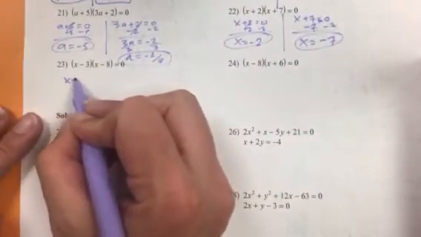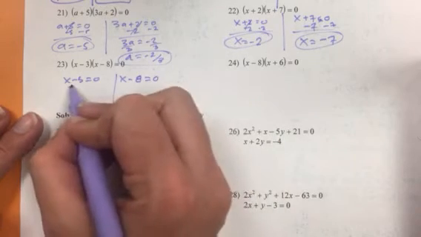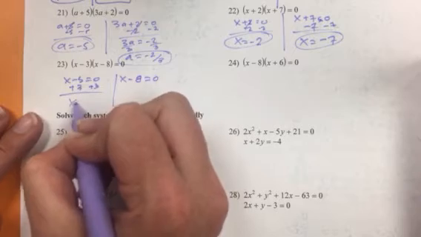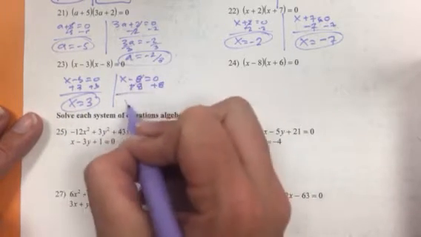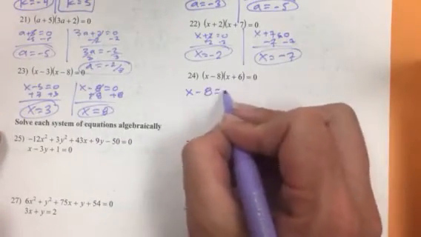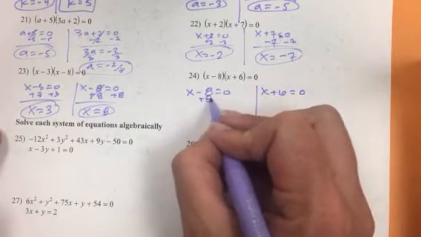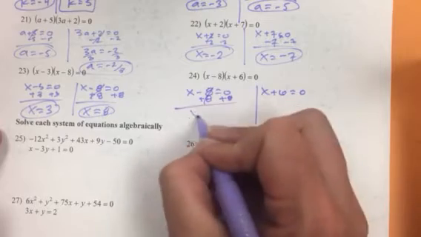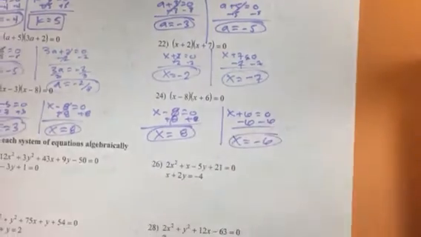If you see a shortcut, once again, go ahead and use it. X minus 3 equals 0, x minus 8 equals 0. Add the 3, x equals 3. Add the 8 to cancel it out, x equals 8. X minus 8 equals 0, x plus 6 equals 0. Solve it, add the 8 to cancel it out and get x by itself. Minus the 6, x equals negative 6.